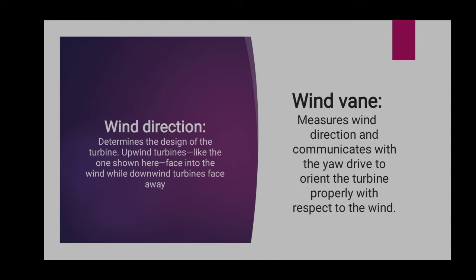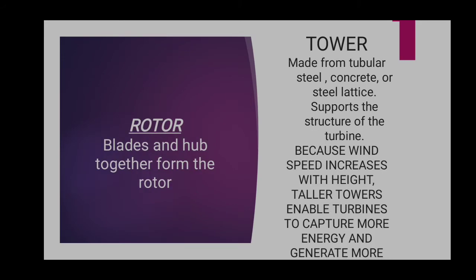The wind vane measures wind direction and communicates with the yaw drive to orient the turbine properly with respect to the wind. Rotor blades and hub together form the rotor. The tower, made from tubular steel, concrete, and steel lattice, supports the structure of the turbine. Wind speed increases with height, so taller towers enable turbines to capture more energy and generate more electricity.